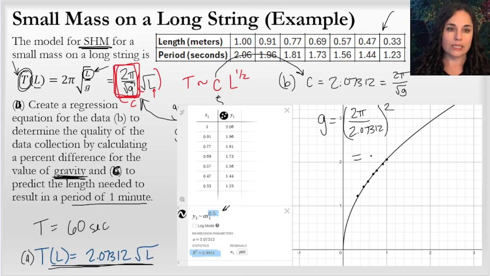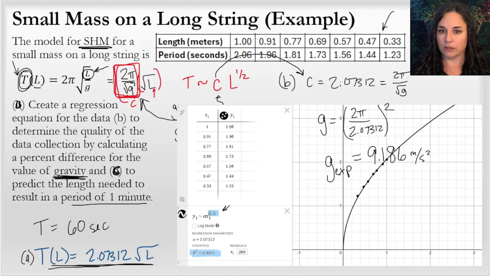And when I calculate this, I get 9.186. And this is a value for g. This is my experimental value for g is what I got. Which isn't terrible. Like I said, the students were pretty accurate. I knew they were pretty accurate by the model having r squared of 0.9951 when I forced that half up there. Let's calculate a percent difference.